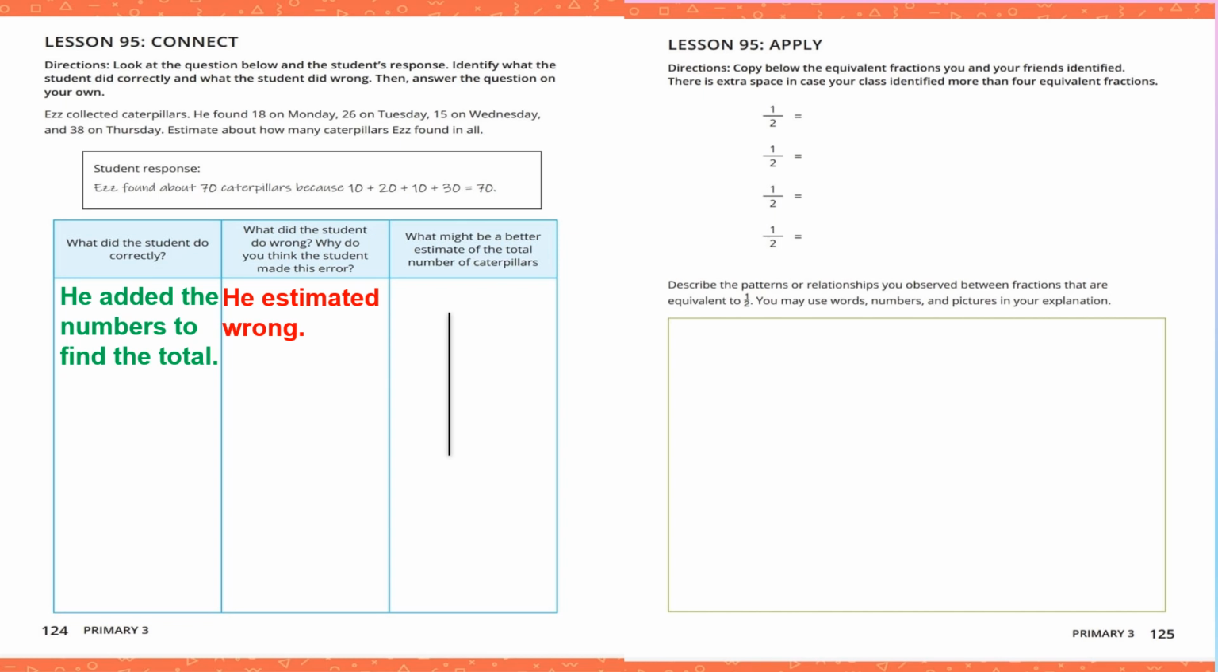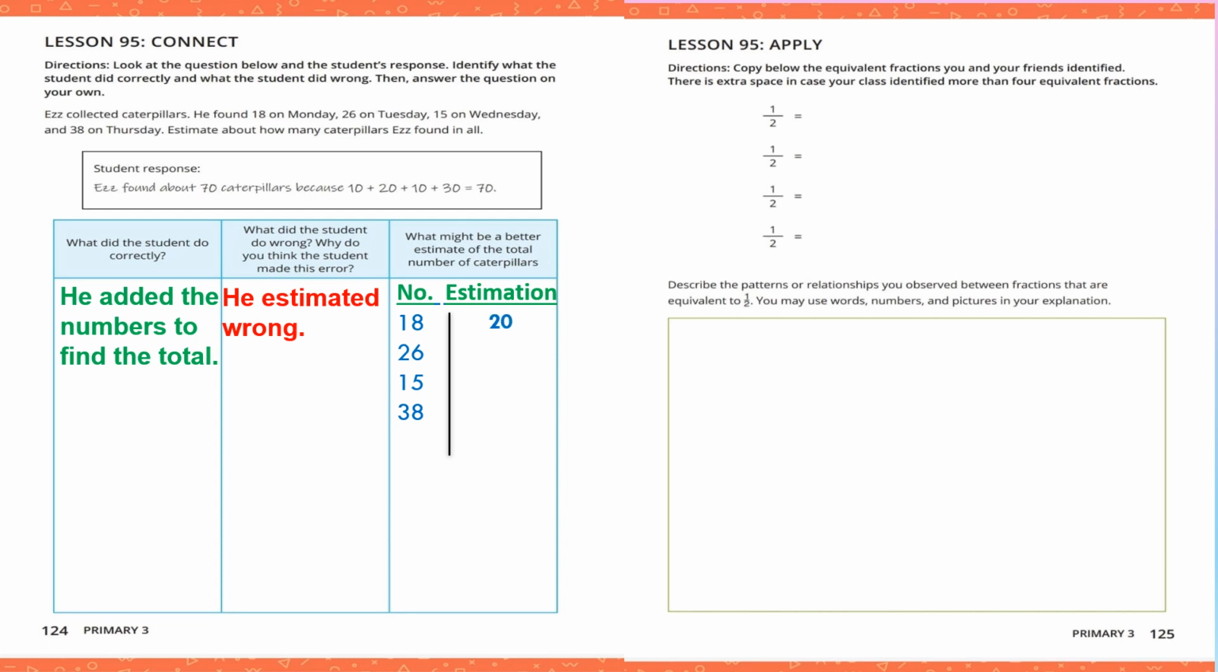The correct estimation. Let's estimate 18. 18 is between 10 and 20. Then look at the neighbor, or look at the ones. 5 or more, go to the bigger door. Here we have 8, so we go to the bigger door. Then the estimation of 18 is 20.